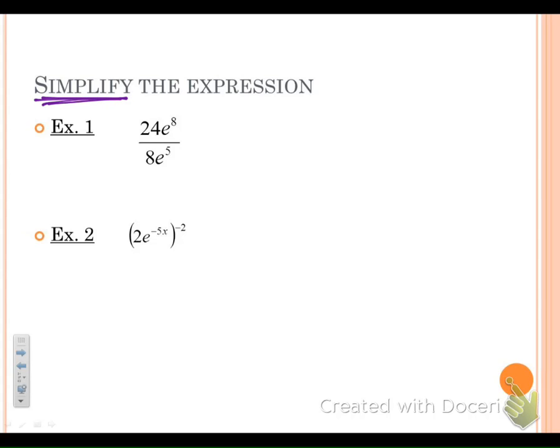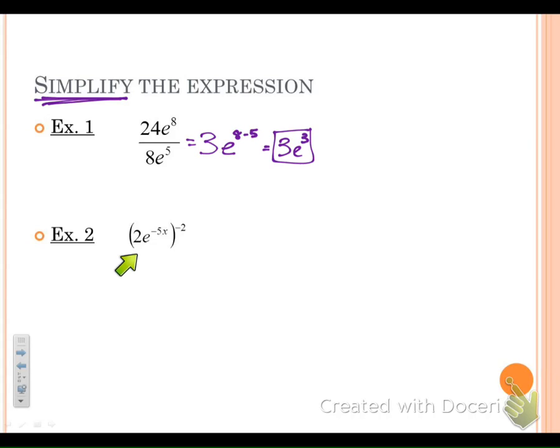I'm going to use property rules. So in the first one, if I have a coefficient and I just have division or multiplication, notice how there are no plus signs here, no minus signs here. I just treat it like I see it. 24 divided by 8, we get 3. And now let's talk about the e's. So I'm going to take e to the 8th minus 5. This becomes 3e to the 3rd. This is what I want to see. If the directions say simplify and I've got a problem dealing with e's, I want you to end with e's.